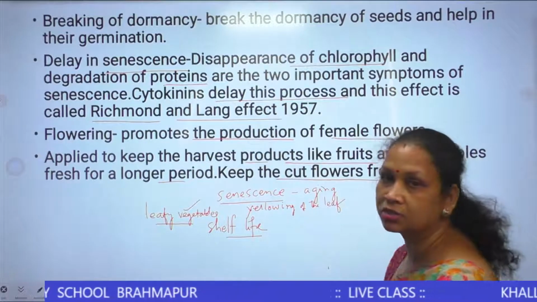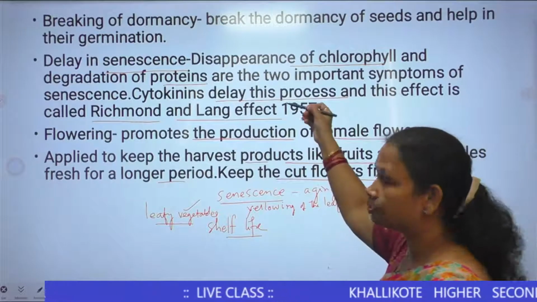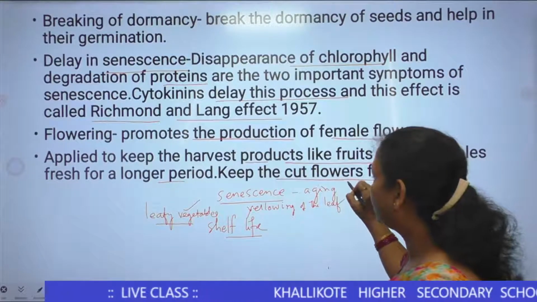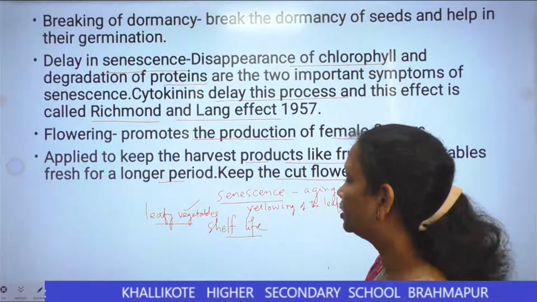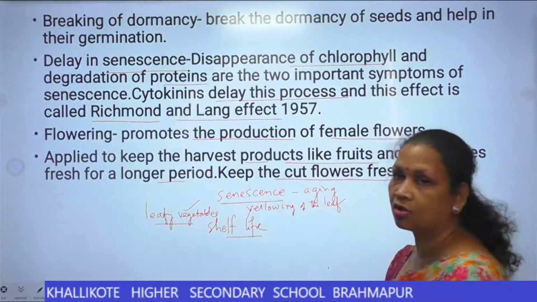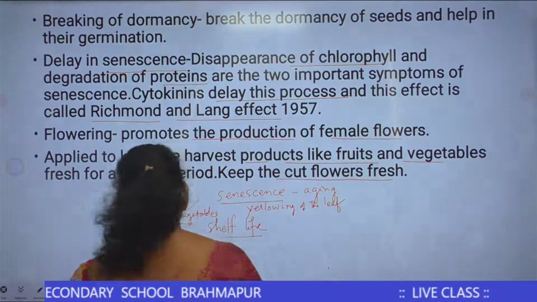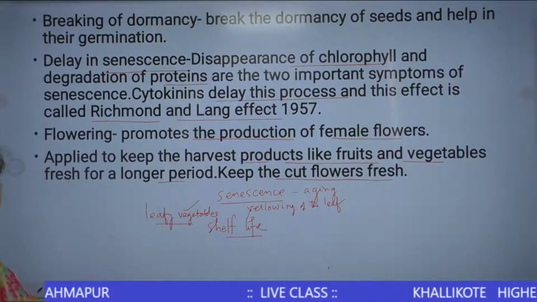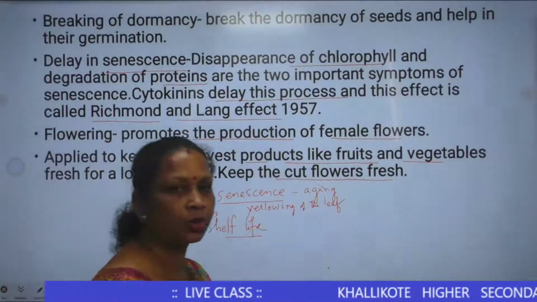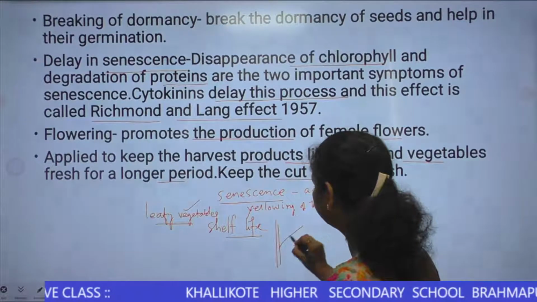They are also used to keep cut flowers fresh. This is a common activity we observe: the cut flowers which are stored in the flower shop are also sprayed with a dilute solution of cytokinin, so that the senescence process is delayed and they remain fresh for a much longer period. So, these are mainly the activities of cytokinins that we can see.